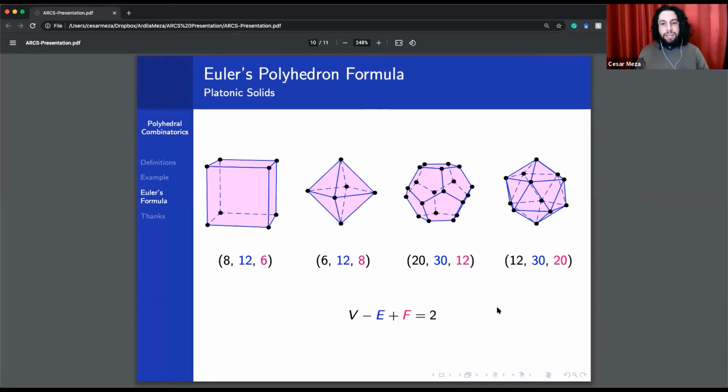Here are the 4 remaining Platonic solids. I've included the vertices, edges, and faces for each of them. Remarkably, for any 3-dimensional polyhedron, if you take the number of its vertices, subtract the number of its edges, and add the number of its faces, that number will always equal 2. This is a fundamental truth of 3-dimensional polyhedra. In fact, this relationship continues in higher dimensions. And in particular, my research investigates those relationships.